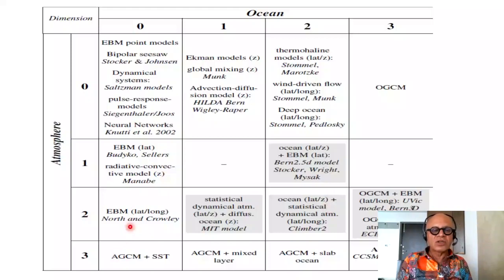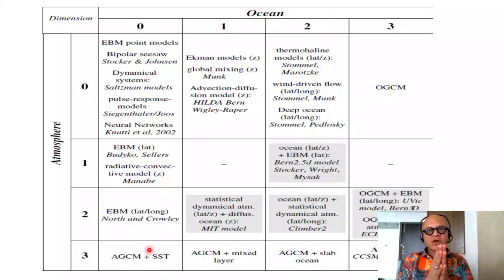EBM, Norton Crowley, statistical dynamical atmosphere and diffusive ocean model. You can increase the ocean to ocean statistical dynamical atmosphere, and OGCM plus EBM, OGCM plus quasi-geostrophic model. AGCM forced with SST, as we said in weather forecast.